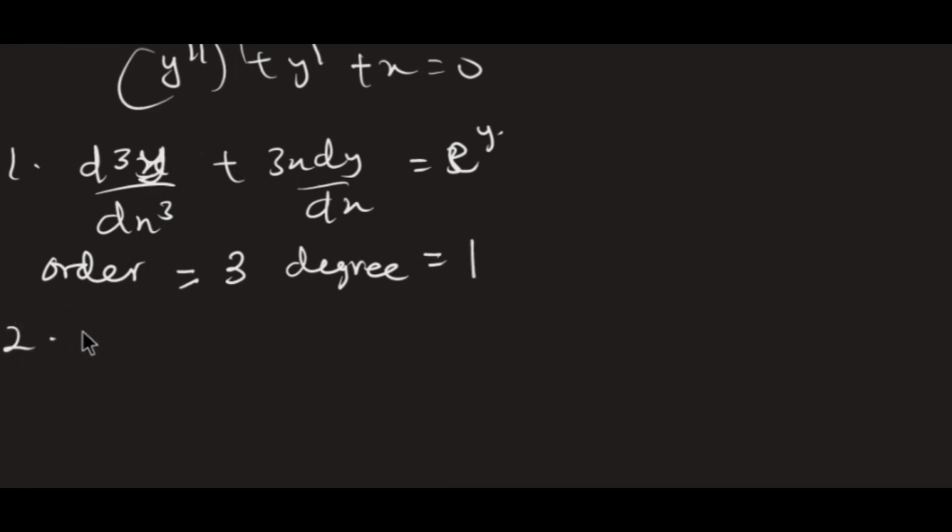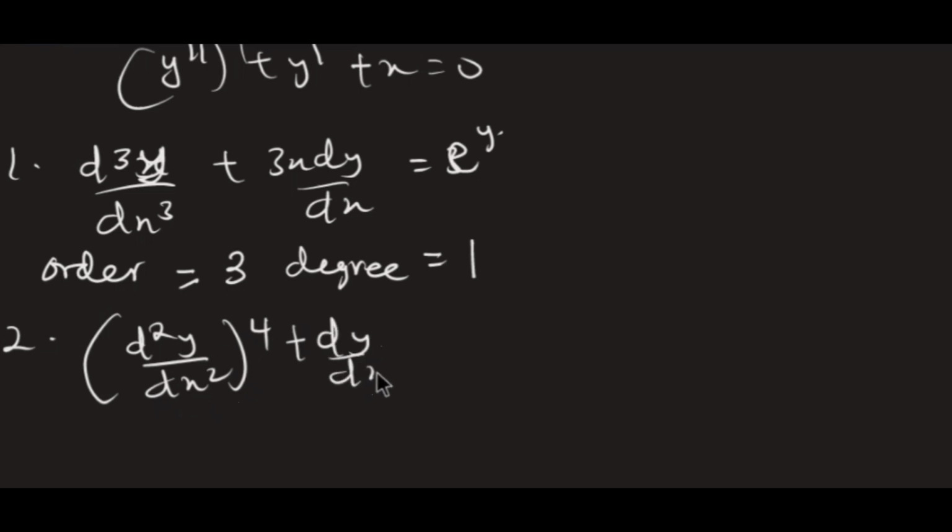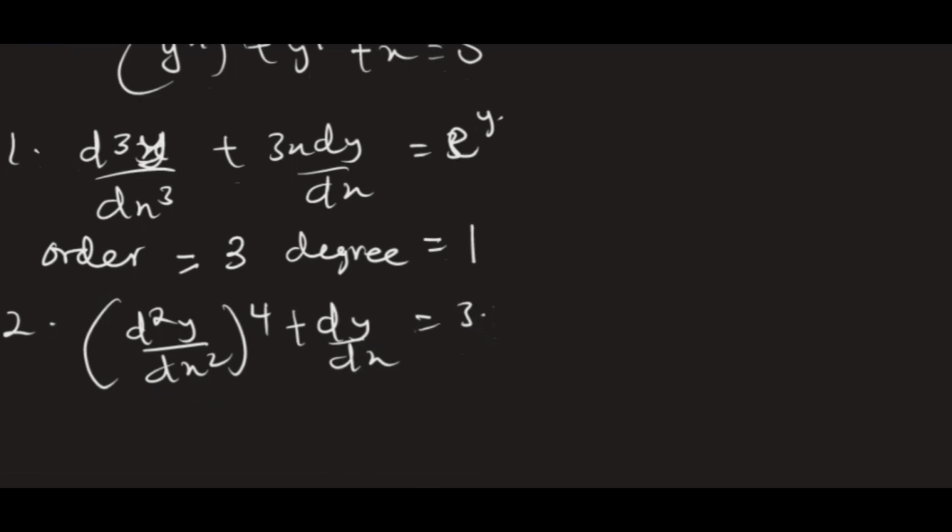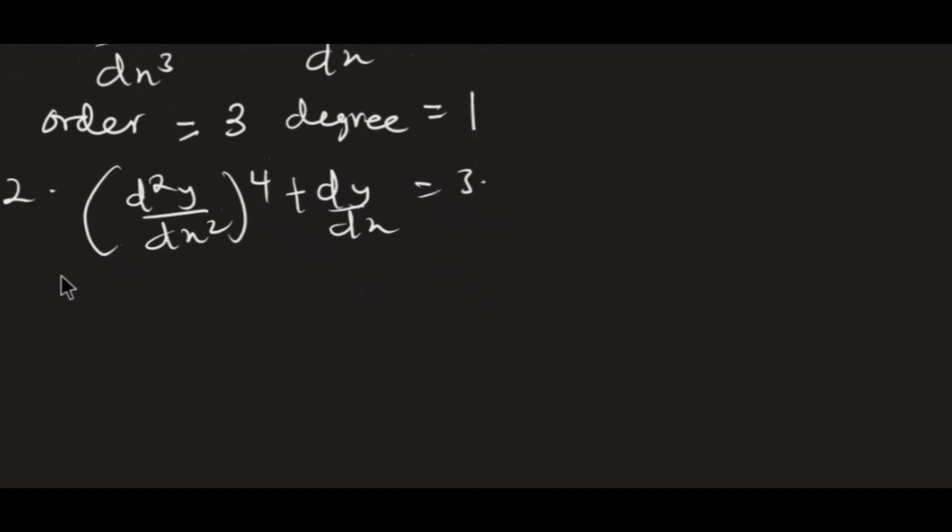Now let's see our second example. We have d squared y over dx squared all to the power 4 plus dy over dx is equal to 3. Once you have this here, what is the order? We have a first derivative and a second derivative. So the order is 2, because that's the highest derivative in this equation. The degree, on the other side, is equal to the power of this highest derivative, and that is 4.